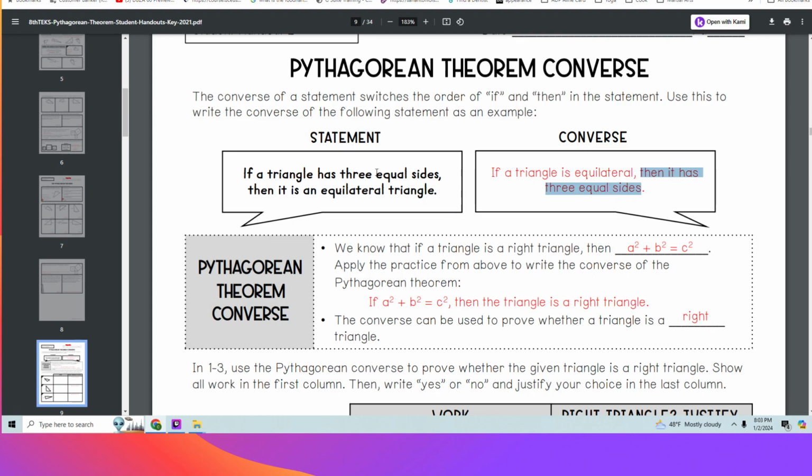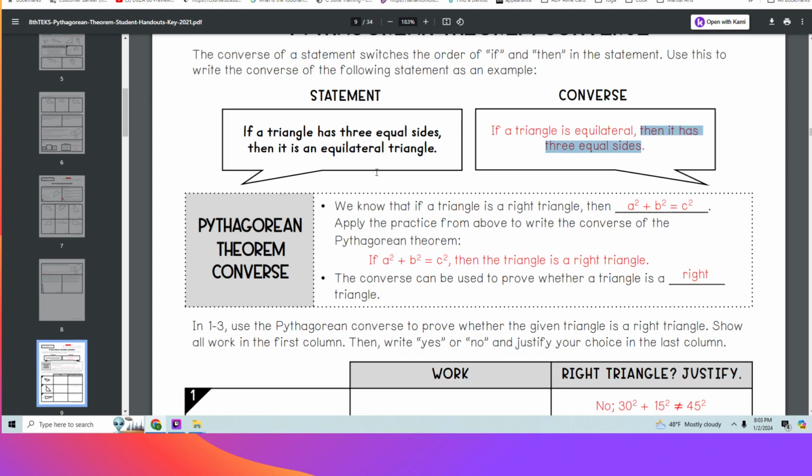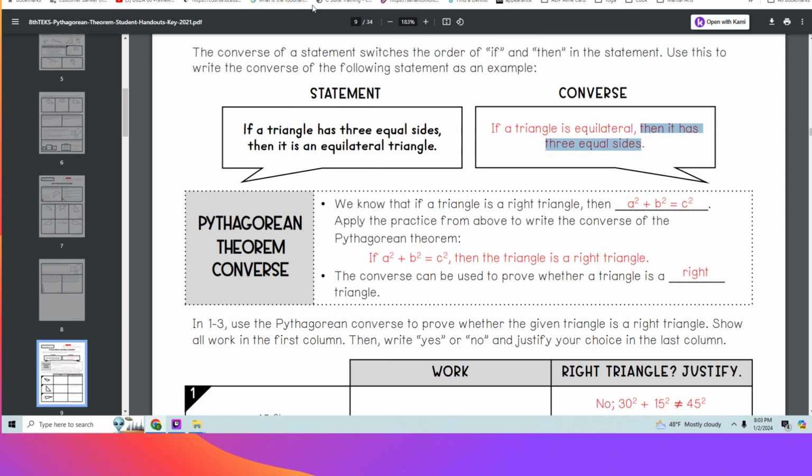So let's see how this applies to the Pythagorean theorem. So we know that if a triangle is a right triangle, then a squared plus b squared equals c squared. That's our Pythagorean theorem.